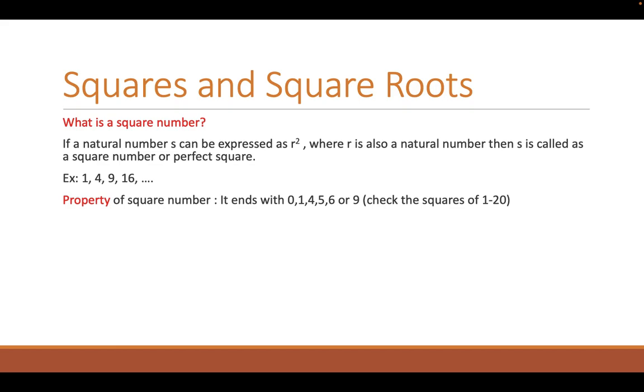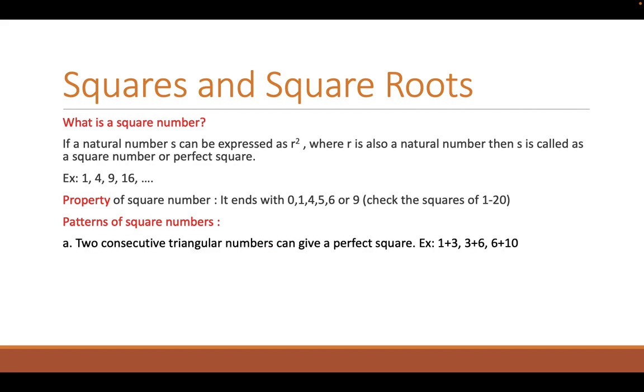Property of a square number. What's the property of a square number? The first property is it ends with either 0, 1, 4, 5, 6 or 9. Now, how to cross-check whether the property we are saying is correct or not? If you go and check the squares from 1 to 20, you will know. Now, patterns of square numbers. What are the patterns?